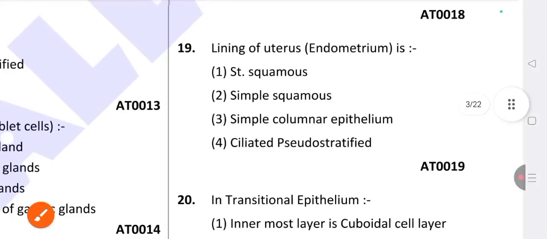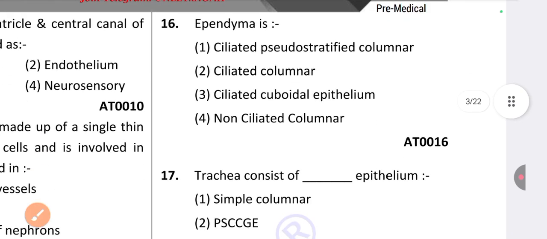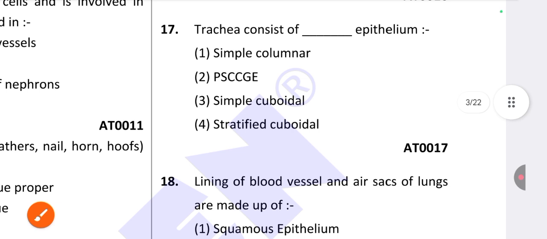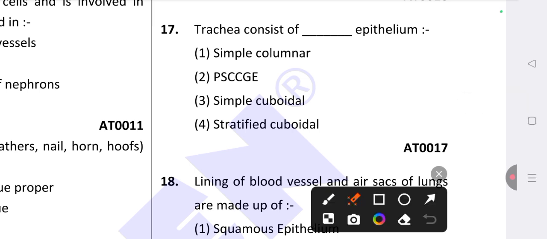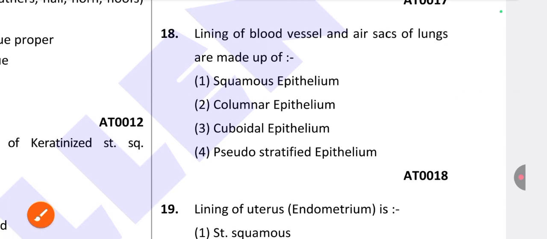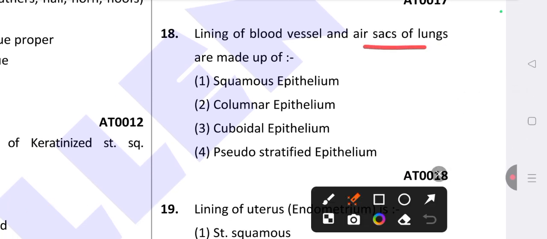And the next, 16th question, ependyma is, so what is ependyma? So ependyma is ciliated columnar epithelium, option number 2. Next, 17th one, trachea consists of PSCGE. So what is PSCGE? It is pseudostratified ciliated columnar epithelium, the full form of PSCGE. And next, 18th question, lining of blood vessels and air sacs of lungs are made up of. So the lining of lungs is made up of squamous epithelium.